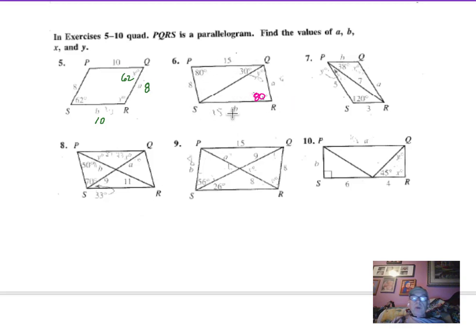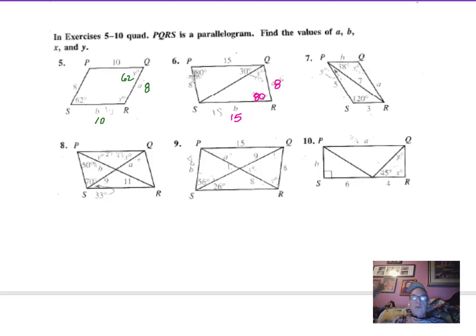PQ and SR need to be congruent, so B is going to be a 15, and A is going to be an 8. If this is a 30-degree angle, let's see what we got here. We got 80 and 30 is 110. This other angle here at Y must be 70 degrees.